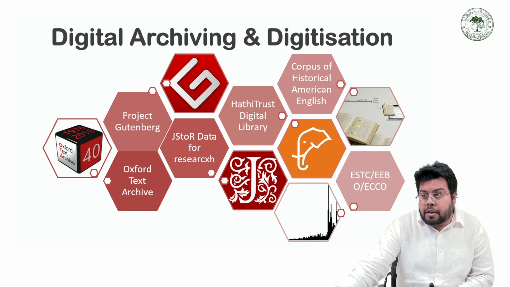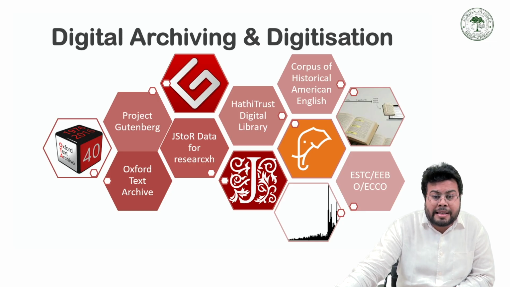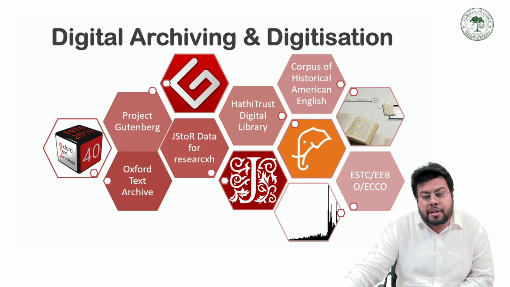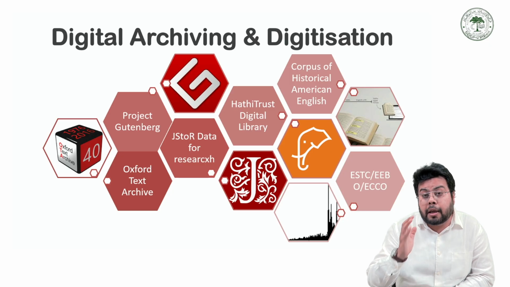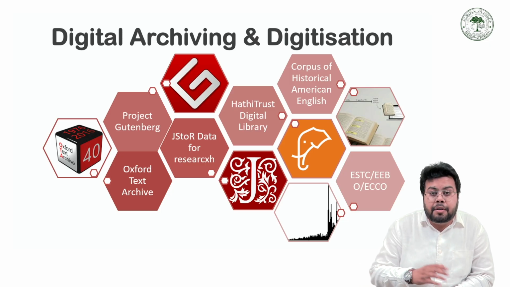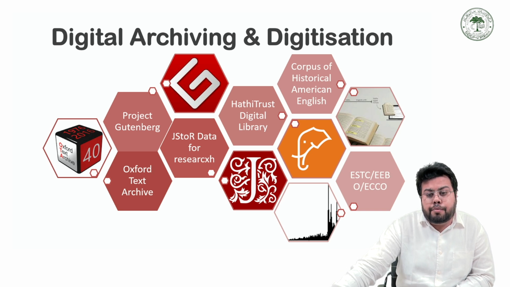Now we have another digital archive: ESTC, or EEBO, or we can say ECCO. ESTC stands for English Short Title Catalogue. It's a comprehensive bibliography database that records the works printed in English-speaking regions from 1473 to 1800. Can you think of this? This is so amazing. This is how digital humanities always amazes us. Early English Books Online, Eighteenth Century Collections Online. So these are EEBO and ECCO.